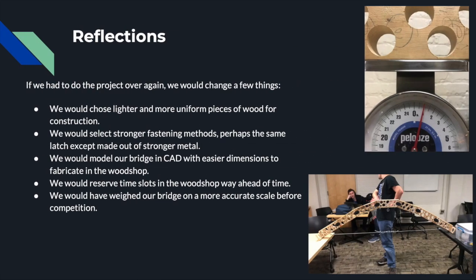Reflecting on the competition, we would definitely change a few things. First, we would choose lighter and more uniform pieces of wood to avoid being over the weight limit. We would invest in stronger fasteners so they would hold more weight. We would model our bridge in CAD so that the dimensions would be easier to cut. We would reserve wood shop slots well in advance to avoid time crunch at the end. And finally, we would have made sure we had access to a more precise scale before competition to avoid being unsure about the weight.